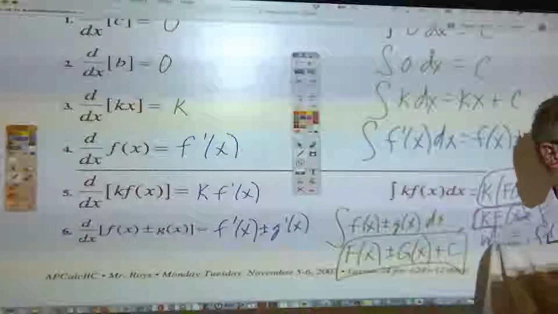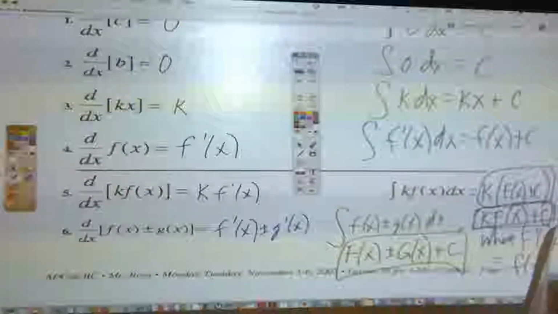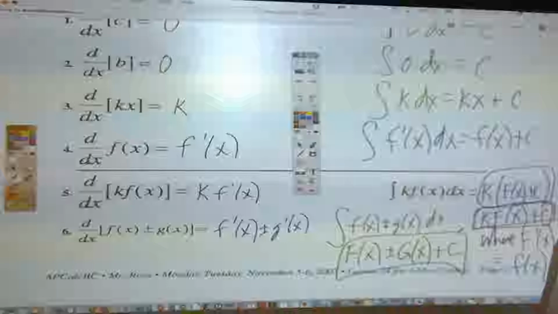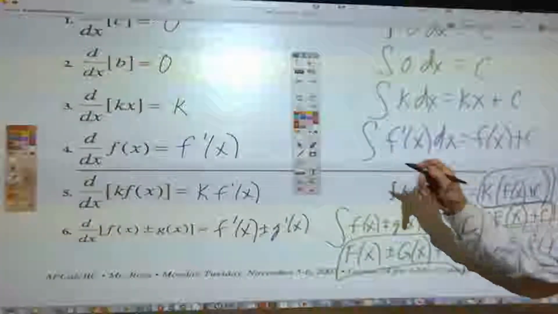Any questions on page 1 of our plunge into antiderivatives? Let's go to page 2.